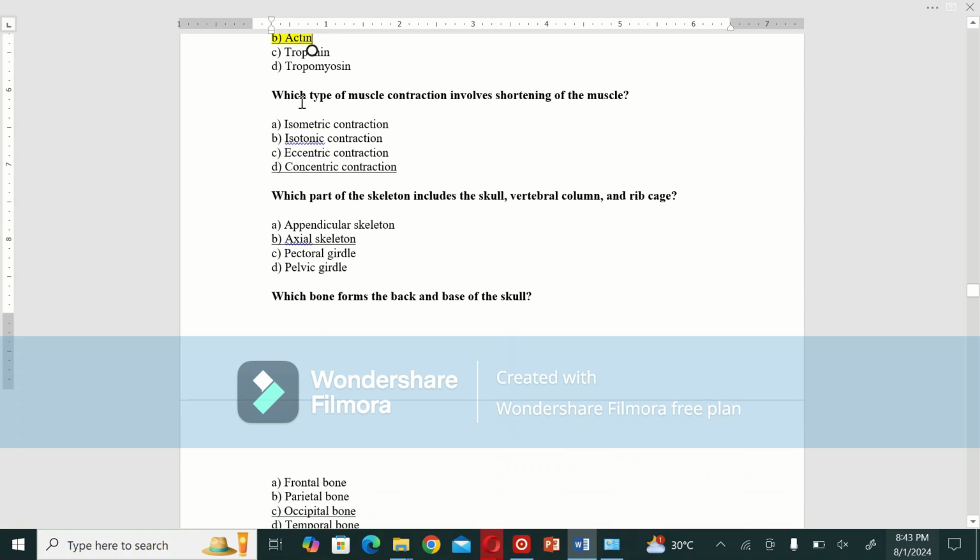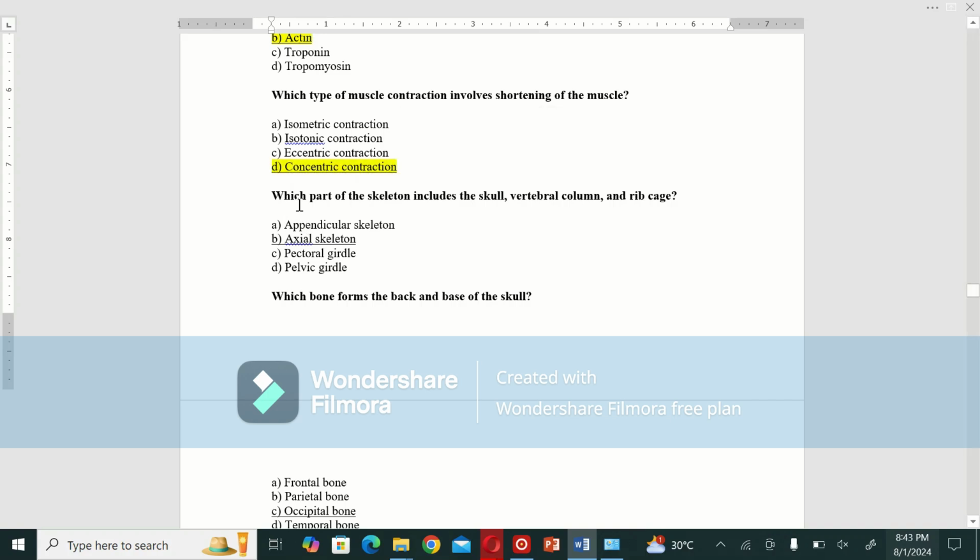The next MCQ is: which type of muscle contraction involves shortening of the muscle? A. Isometric contraction, B. Isotonic contraction, C. Eccentric contraction, and D. Concentric contraction. So the correct option is D.